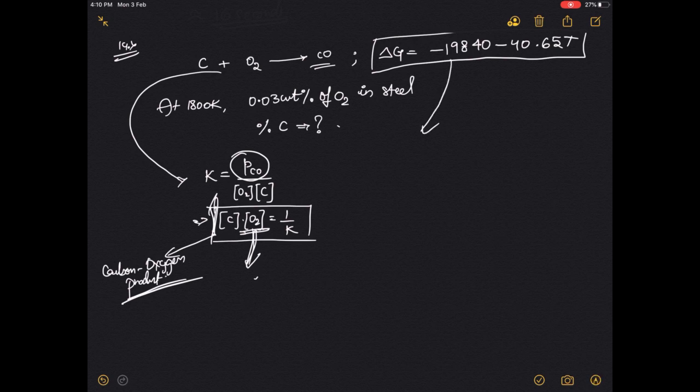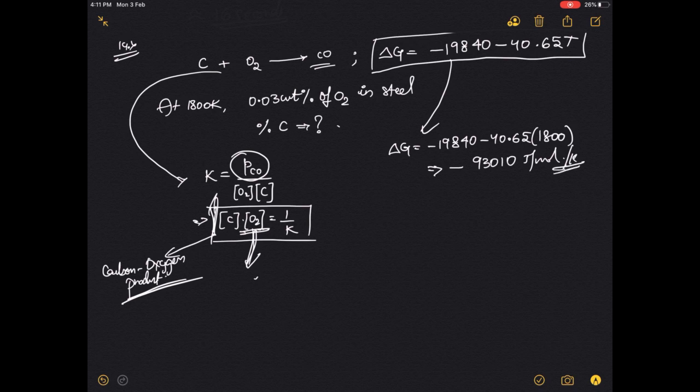So they said at 1800 degrees. We'll be getting 19840 minus 40.65 into 1800. Now my delta G value, that is 19840 minus 40.65 into 1800, comes out to be minus 93010 joule per mole.